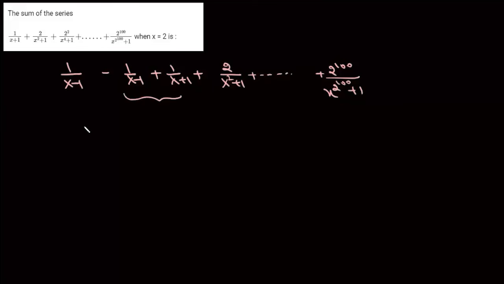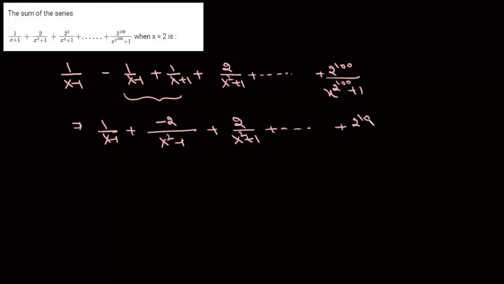Now we simplify this, we'll get 1 upon x minus 1, and here it will be x square minus 1. Here it will be minus x minus 1 plus x minus 1. X will cancel, so it will be minus 2 upon x square minus 1, and this is plus 2 upon x square plus 1, up to 2 to the power 100 upon x to the power 2 to the power 100 plus 1. Now this again is the same format. If we simplify this, we'll get minus 2 square upon x to the power 2 square minus 1, and it'll continue till the end.